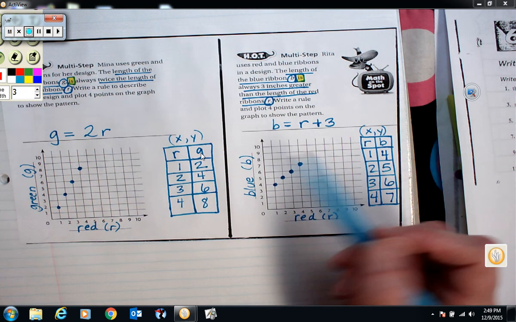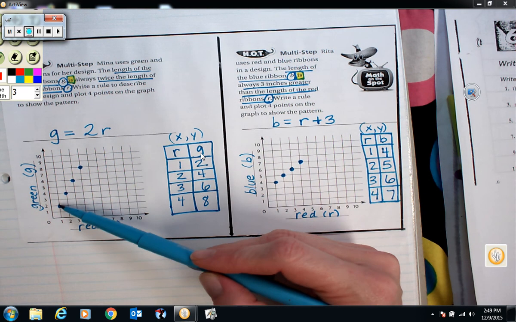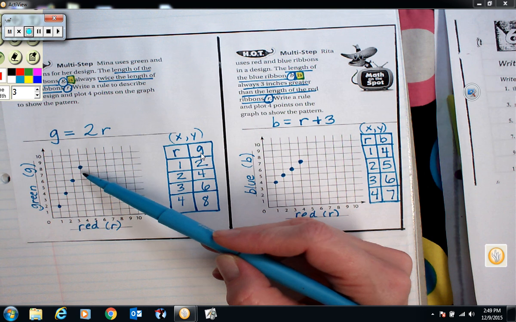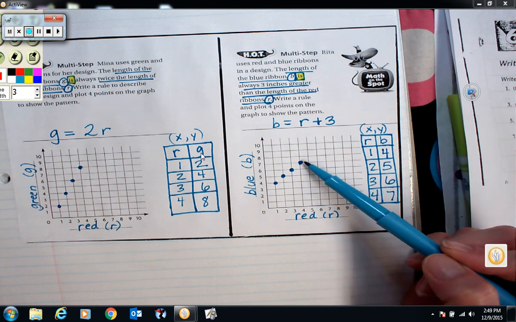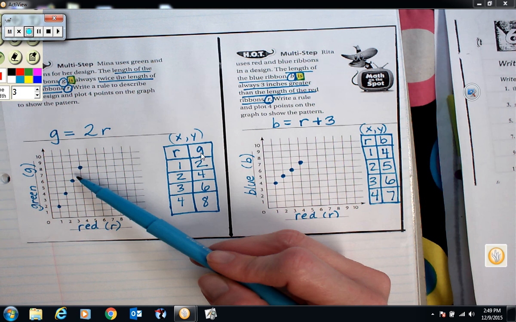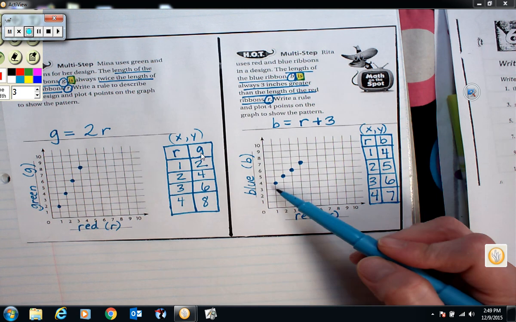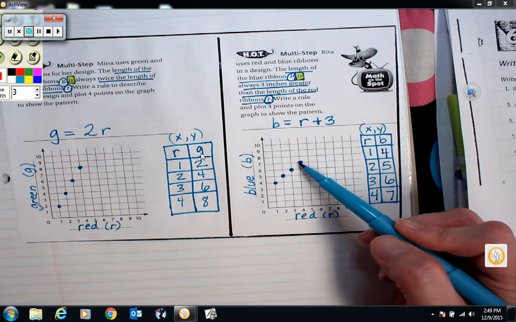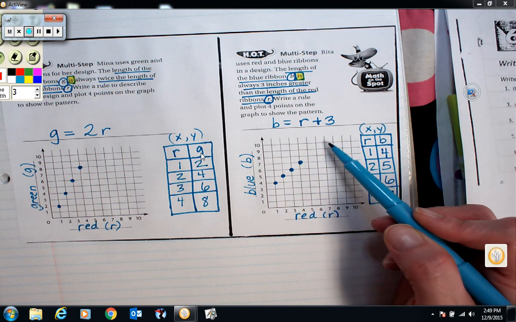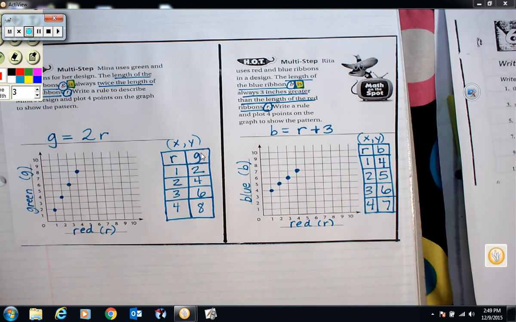And if you notice, this line is much steeper than this line because this is a multiplicative pattern. It grows faster. My outputs are going to grow at a faster rate than here where I have an additive pattern, and my outputs are going to grow at a slower rate. And that's putting together patterns with graphing.